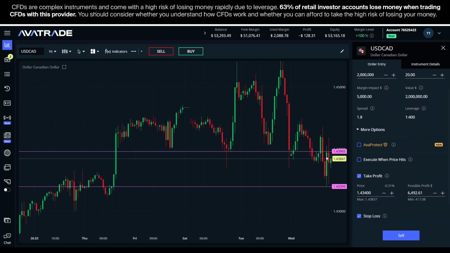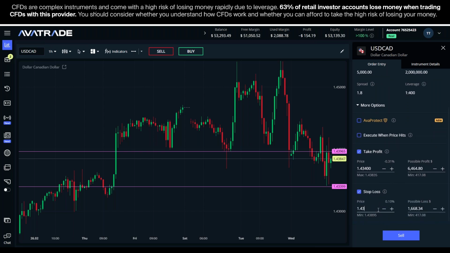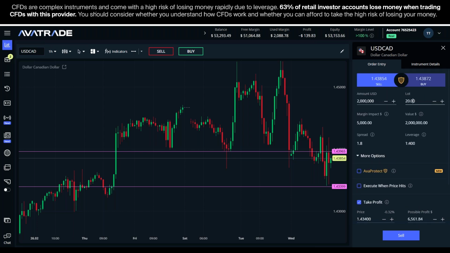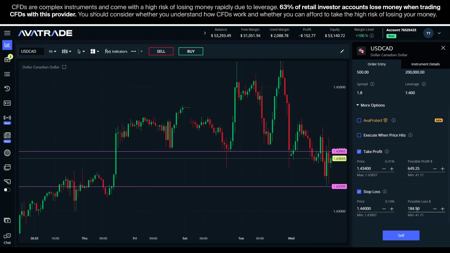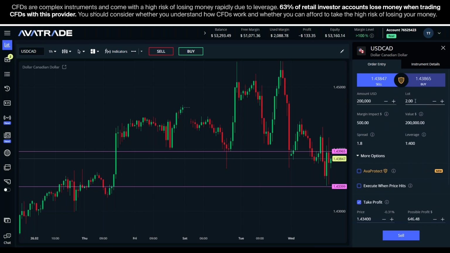And stop loss would be above this resistance, so above 143.96. So let's say 144 even. Okay, so trying to make 6,600, risking 1,700. Well, that's a nice ratio, but maybe I don't want to risk 1,700. So if I go 2 lots instead of 20, now I'm risking a little less than a couple hundred to make over 600. Okay, if I'm comfortable risking closer to 500s, maybe I go 4.5 lots.